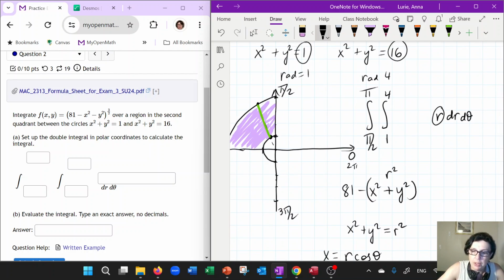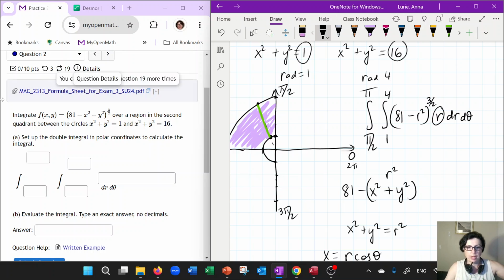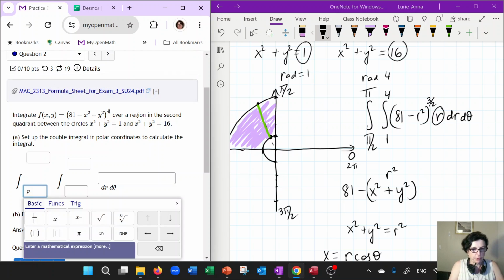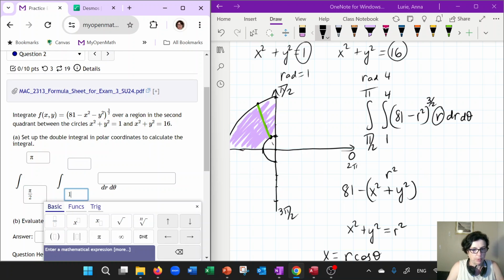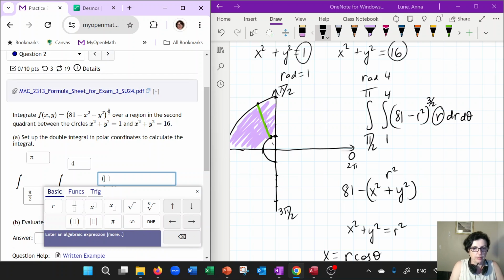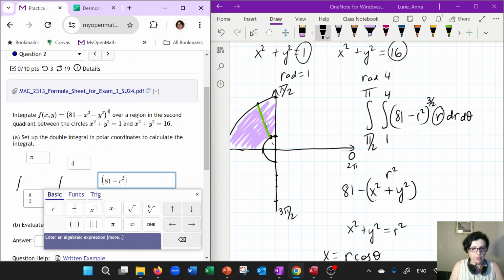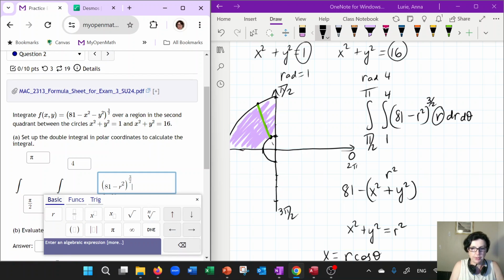So we are going to be integrating 81 minus r squared, and then the whole thing is to the power 3 halves. Okay, so let's see if we can compute that. Let me just fill out the limits first over here before we proceed. So here we go, 1 through 4. Here we're going to have 81 minus r squared, the whole thing is to the power 3 halves, extra r. Don't forget that.